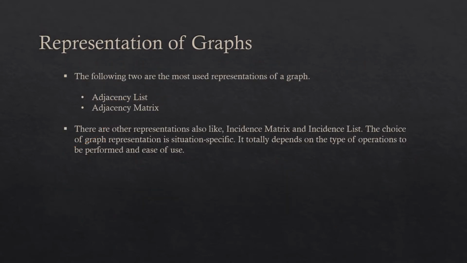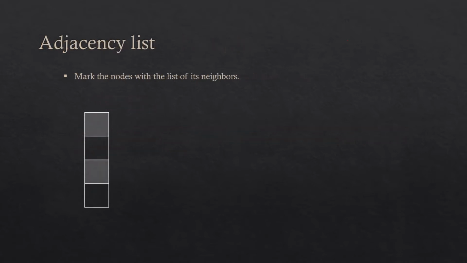Now coming on to representation of graphs, there are most commonly two types of representations for a graph, that is adjacency list and adjacency matrix. There are other representations also, but these are the two main representations which we will discuss. In adjacency list, it will mark the nodes with a list of its neighbors. I will explain it in detail.